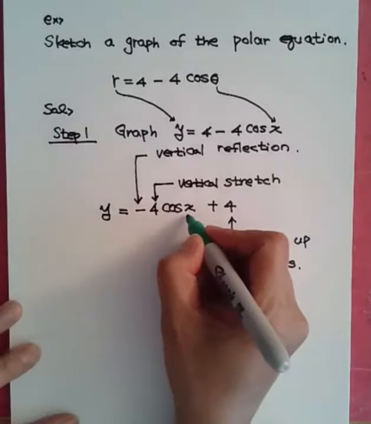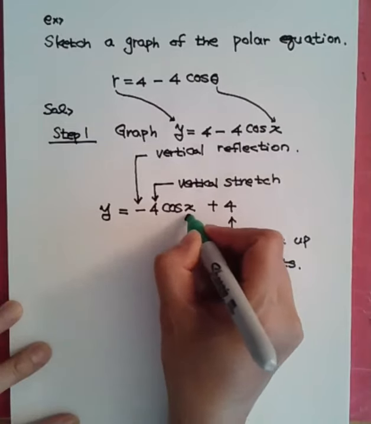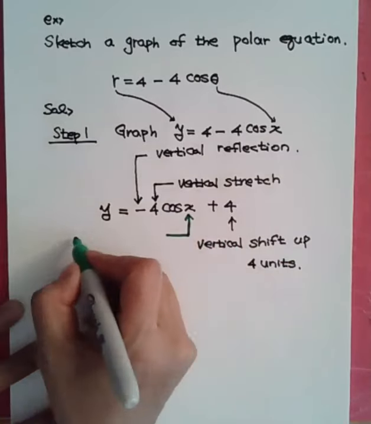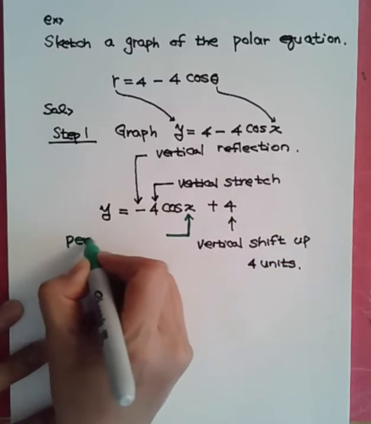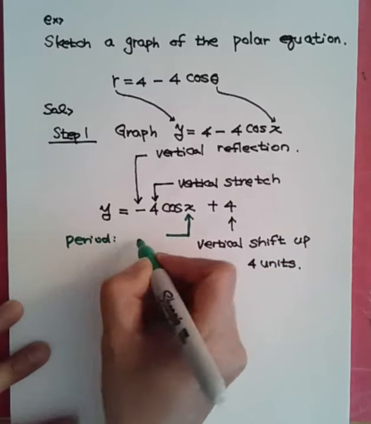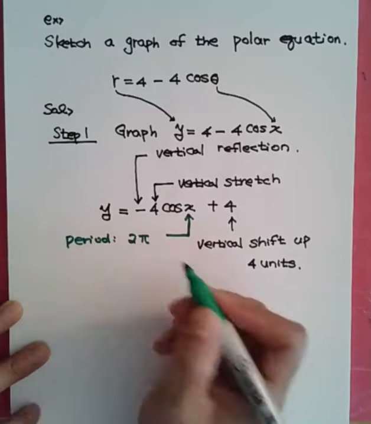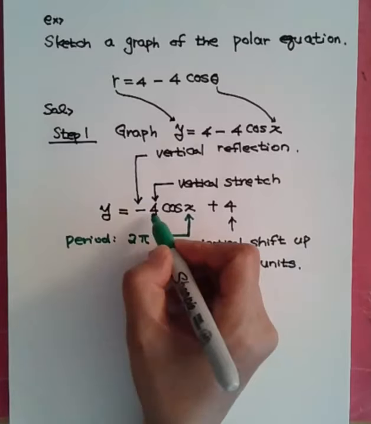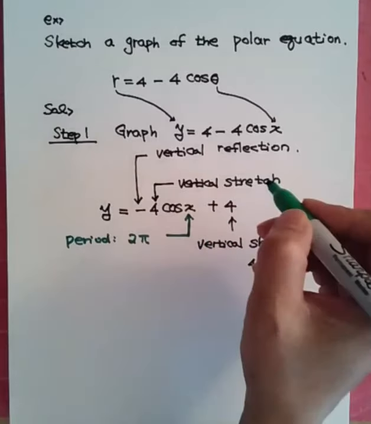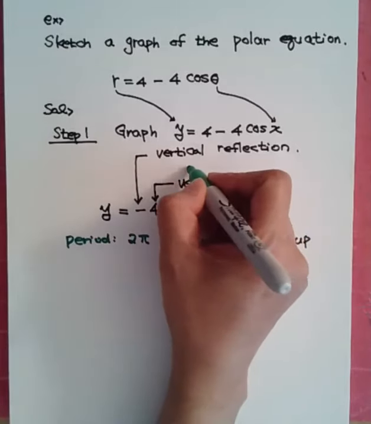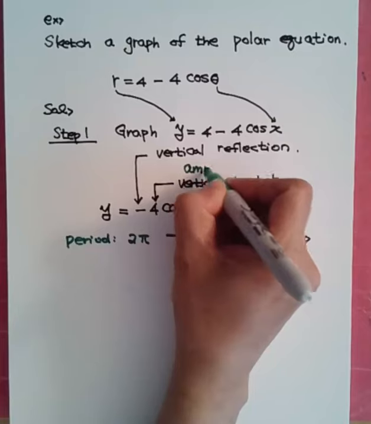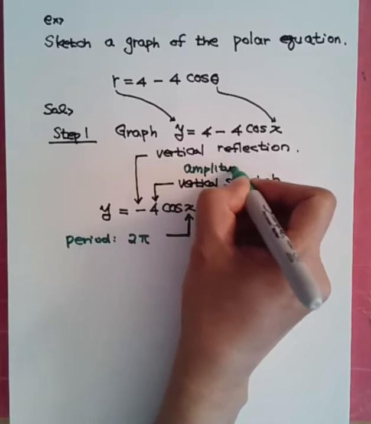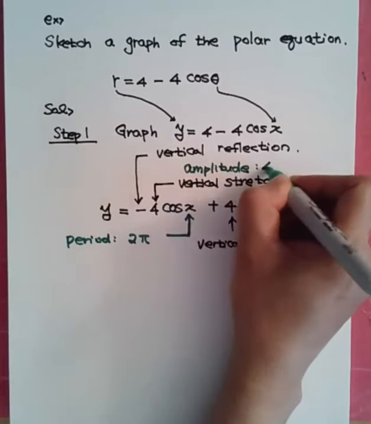By looking at this, we know that the period is 2 pi, the same as the original cosine function because there is no number in front of x. This vertical stretch determines the amplitude. Amplitude is 4.